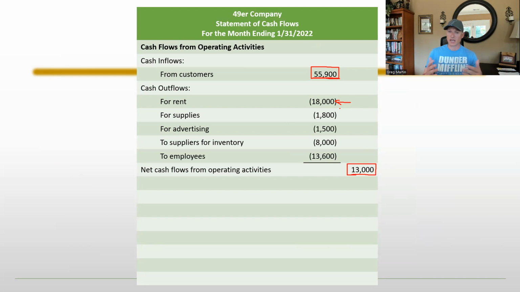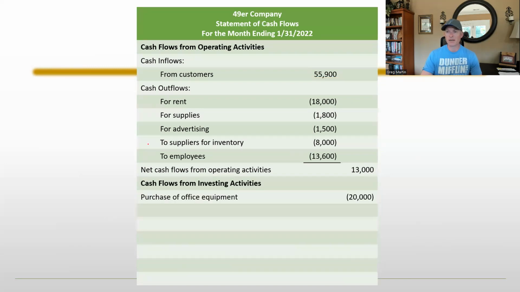Some periods, the cash flow is going to be more than what we accrue as far as net income, and some periods it's going to be less. In this case, the cash flow is more, mostly attributed to the fact that I haven't paid much for my inventory yet. But in other months, it might be less, depending on what's going on.